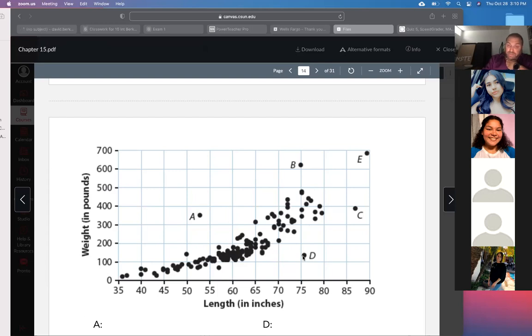Right? Its length is the same as these. Its weight is the same as those. But when you look at length and weight together, it's out here in the middle of nowhere. Agreed? Yeah. Yes. And what about E?